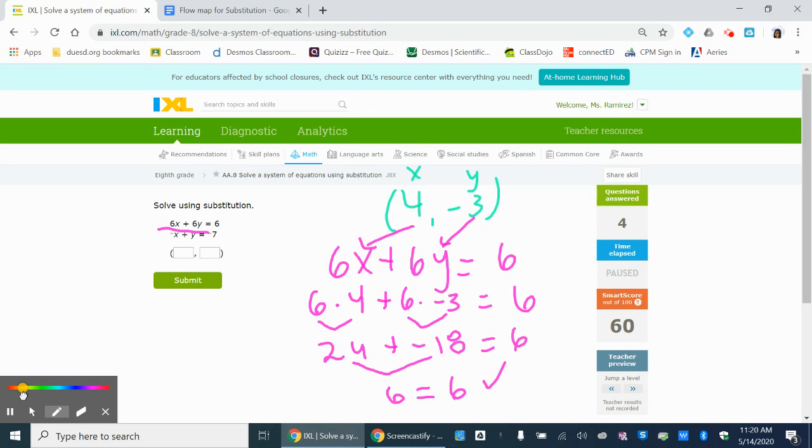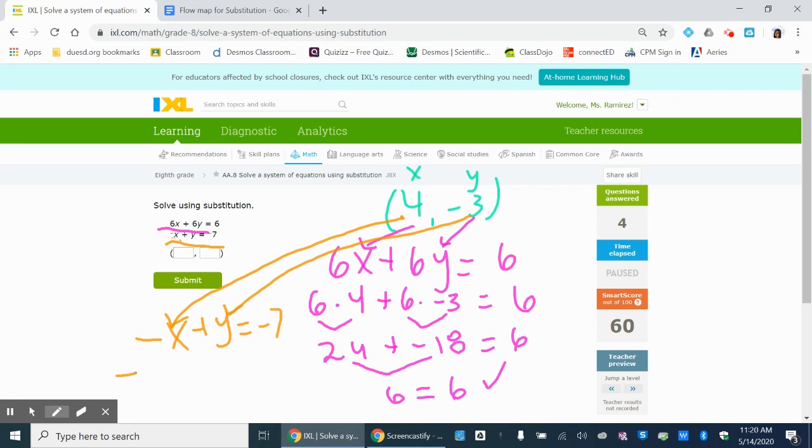For the second equation, I'll use an orangish color. So the second equation, let me erase that. I was trying to underline it with my mouse. Didn't work. So the second equation is negative x plus y equals negative 7. Once again, I'm going to plug in 4 for x and negative 3 for y. So this is going to be negative, and then x is 4 plus y is negative 3 equals negative 7.